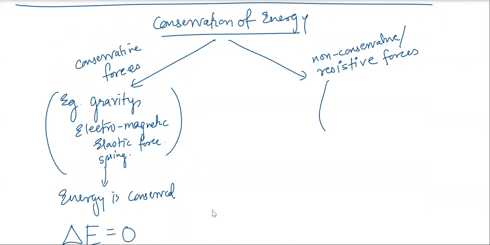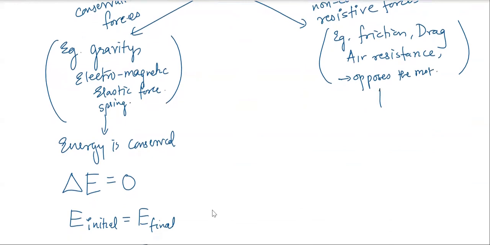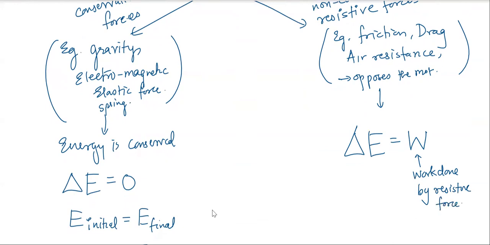Now, the resistive forces include things like friction, drag, air resistance. Those kinds of forces oppose the motion. For them the energy is not conserved, and the change in energy will always be equal to some work done. Now this is very special. This is the work done by a resistive force, and this is the change in energy.